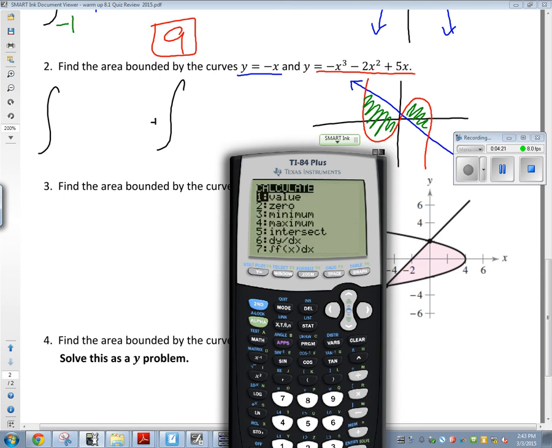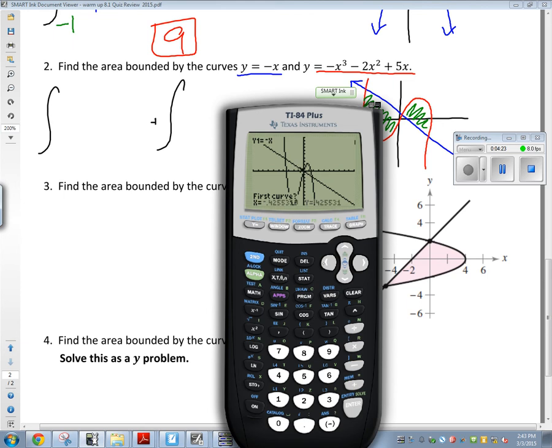Second, calculate the intersect point. Where do they intersect? So right there, enter, enter, enter. This is the x value. I need to store that as a, so it's at -3.6457, etc. So I'm going to store that as a in my calculator. Oh, I don't know where I got that 5 from. Sorry. 3, 6, 4, 5, 7. I want to store that.